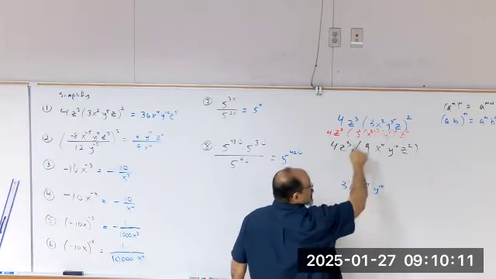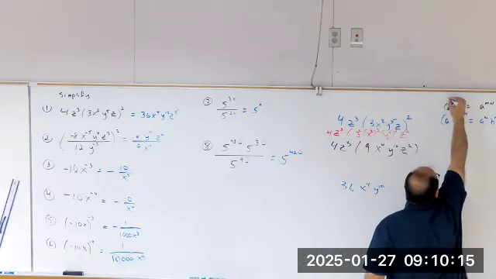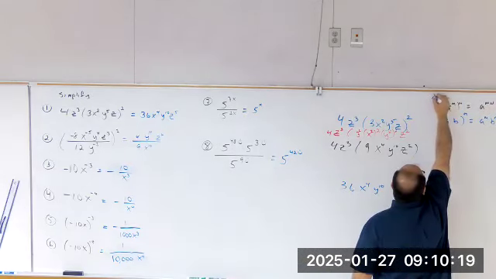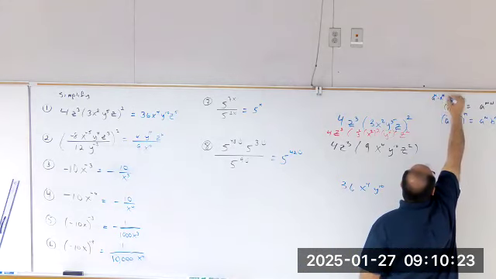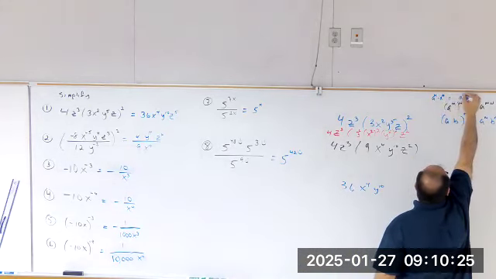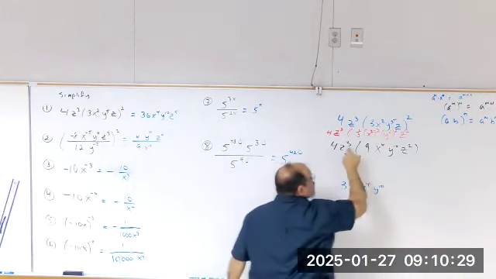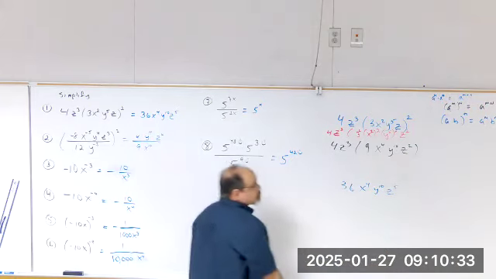And we have a z to the 3rd times a z to the 2nd. That's rule number 1. A to the m times a to the n, you add the exponents. It is a to the m plus n. So 3 plus 2 is z to the 5th.